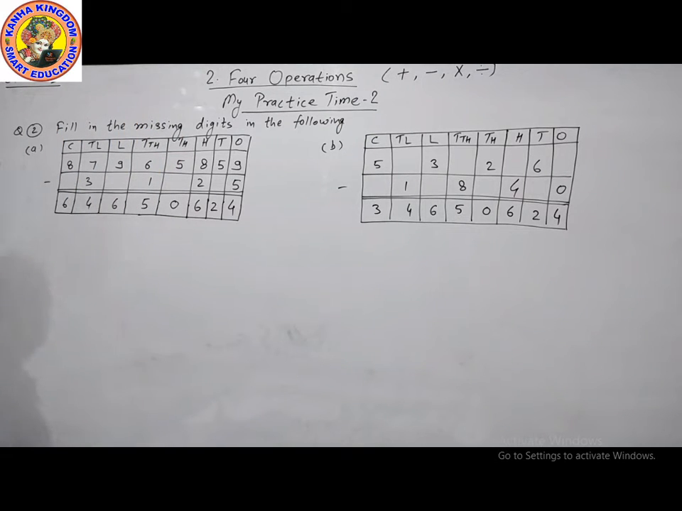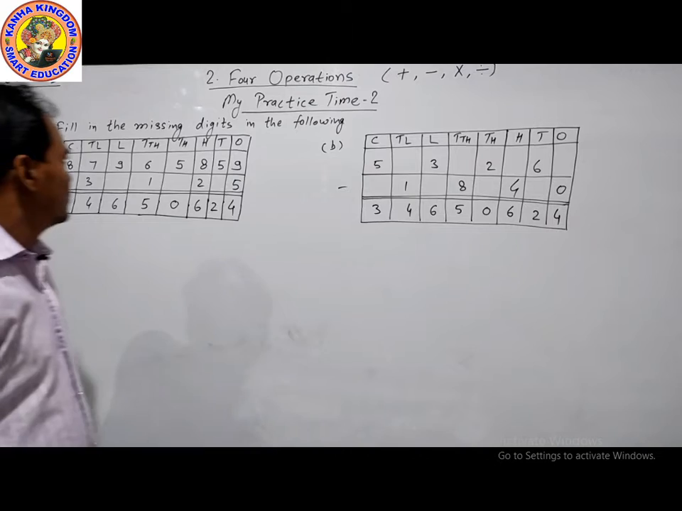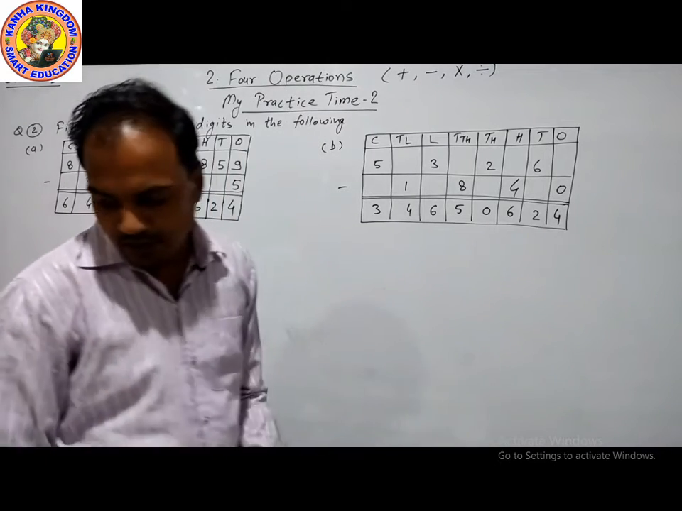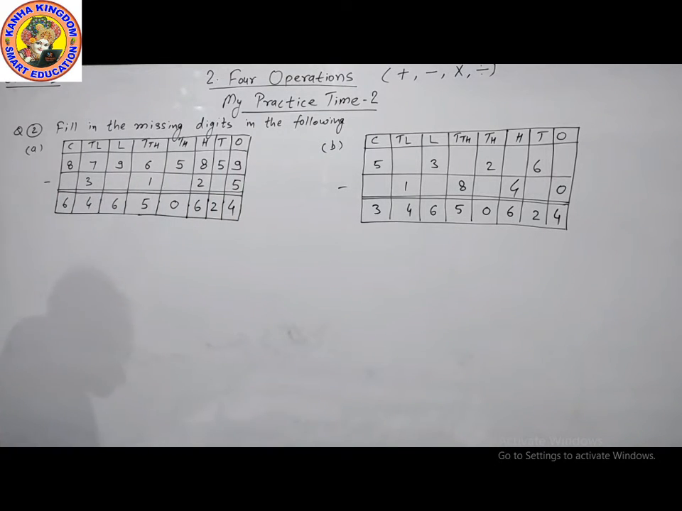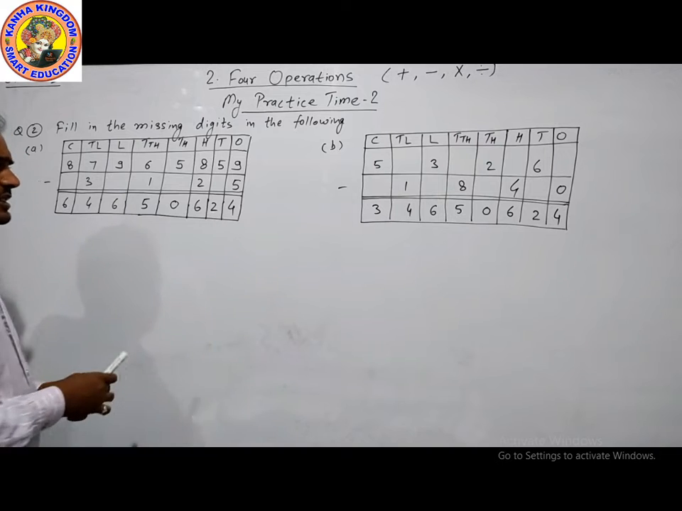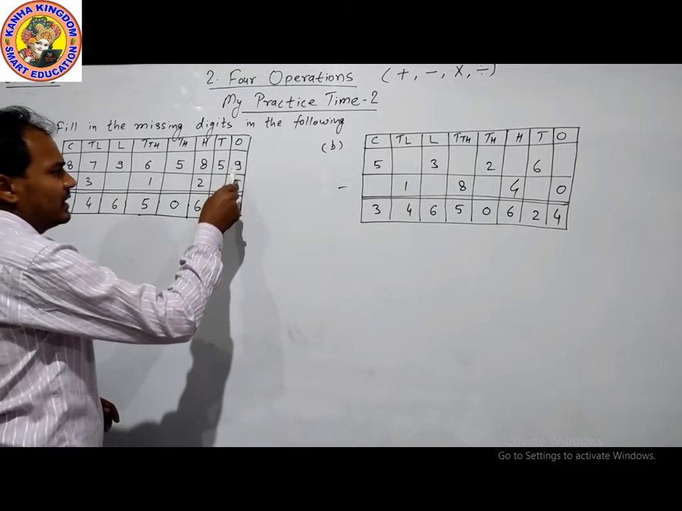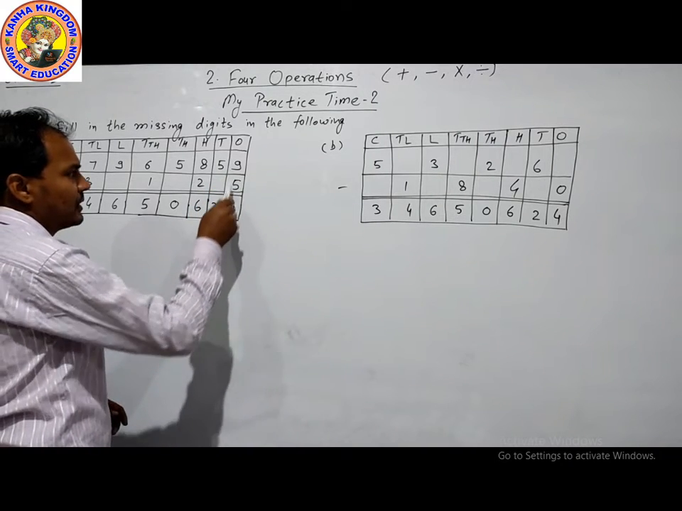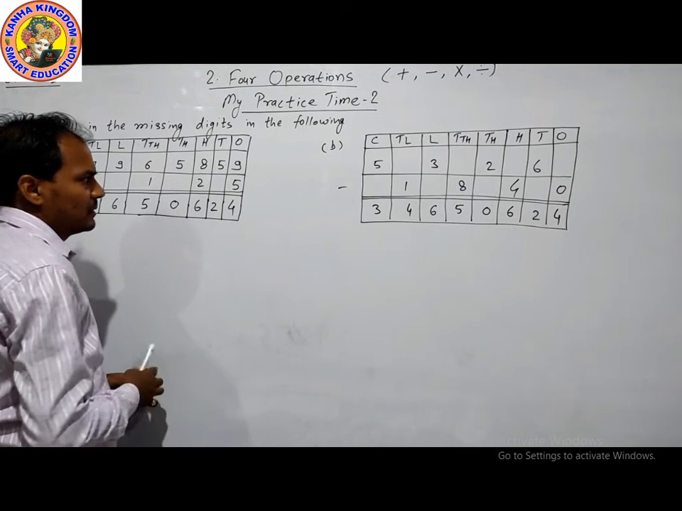Now our question number 2, fill in the missing digits in the following. Here is part A. These are the digits. Now we will attend the subtraction from the ones digit. 9 minus 5 is equal to 4.